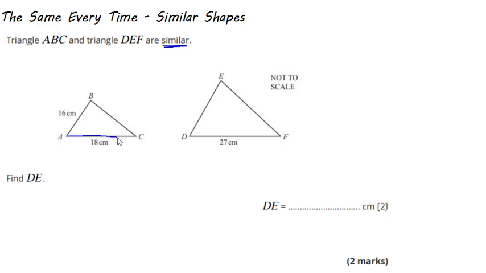We need to find 2 sides, one side on the smaller shape, one side on the bigger shape, that are the same side in the same place, and they should both have lengths written on them. So that one's 18, that one's 27. So they're the same side. We need to find the scale factor, so we need to do the length of the bigger side divided by the length of the smaller side, so 27 divided by 18.